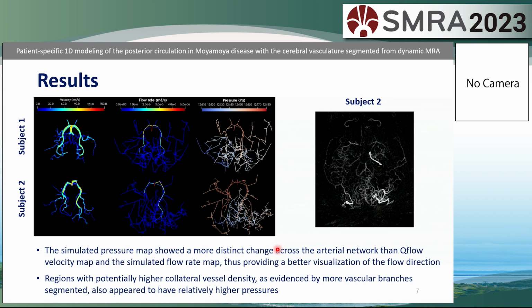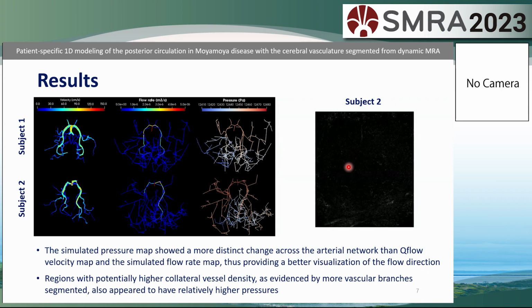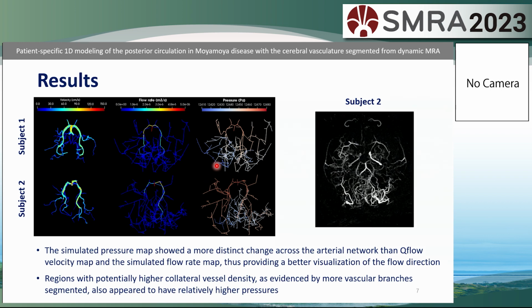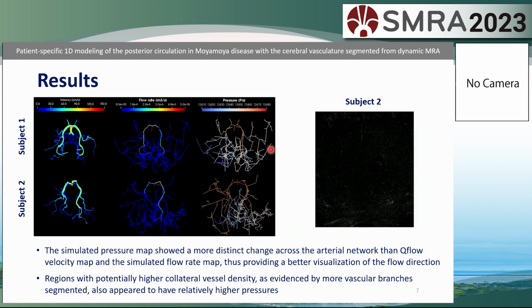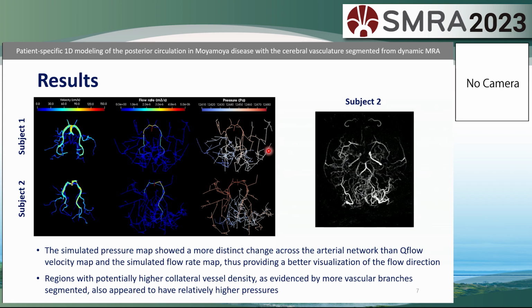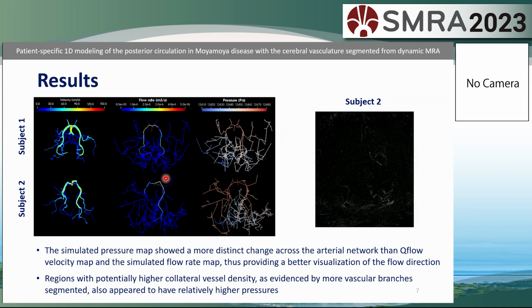Here are the results for the first 2 subjects. The first column is the velocity map from the phase contrast, and the second and third columns are the flow rate map and pressure map from the 1D modeling. The right figure shows the dynamic MRI images for the second subject. The basic observation is that the pressure map shows more distinct changes across the arterial network than the phase contrast velocity map and the simulated flow rate map.